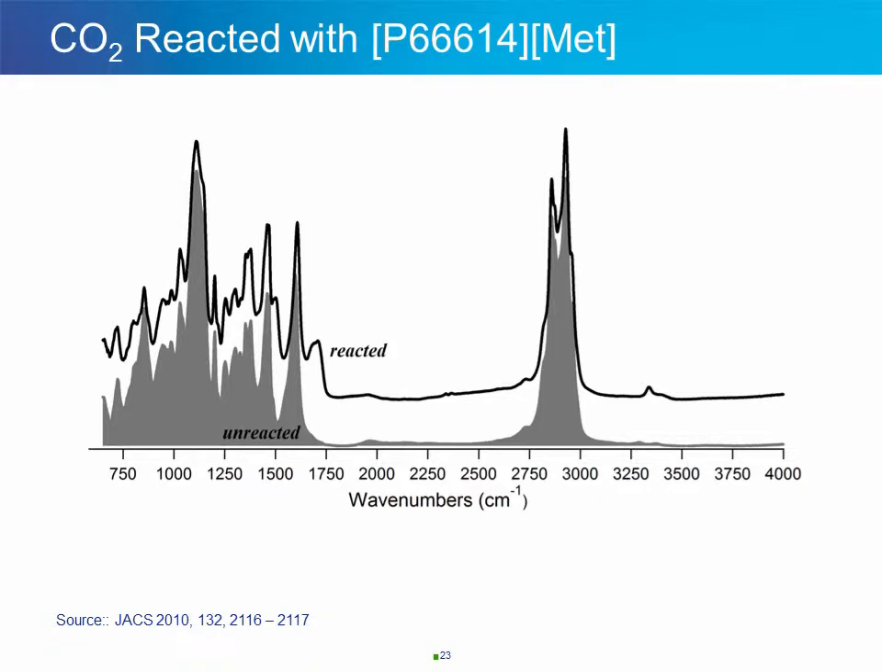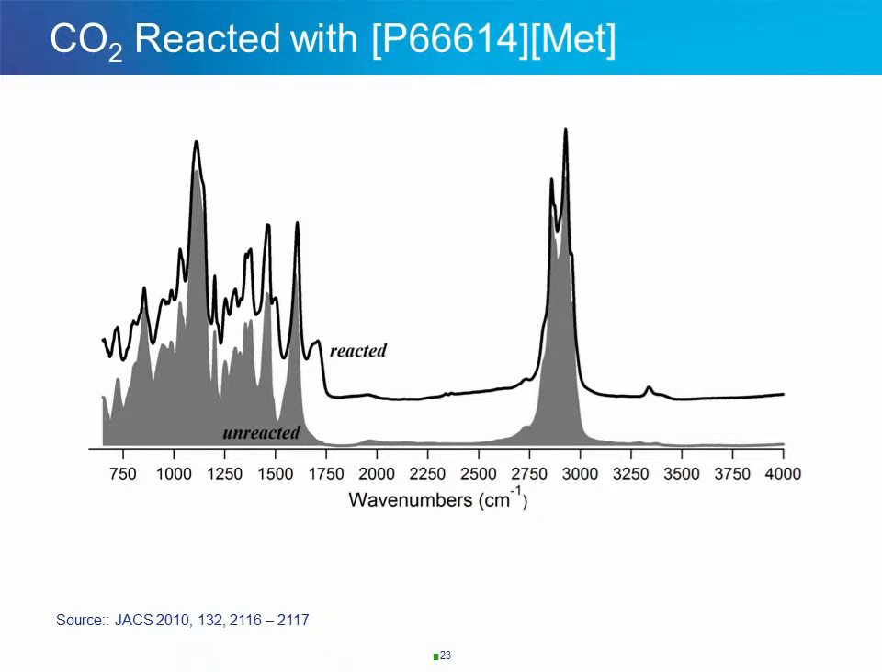This FTIR spectrum of P66614 MET, which is a methionine species, came from the supporting information and shows similar features. The NH2 group in the unreacted ionic liquid exhibits symmetric and asymmetric stretches centered at 3,360 wave numbers with a shoulder at 3,300 wave numbers. This pair transforms into a single peak with the shoulder as CO2 reacts. Simultaneously, a new broad peak appears between 1,760 and 1,660 wave numbers.